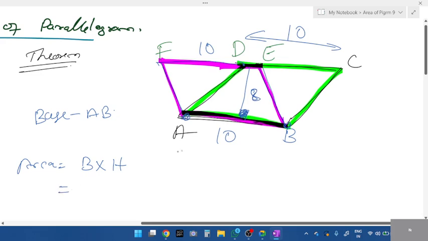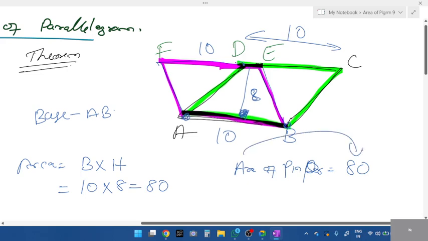Now tell me the formula for the green. For the green parallelogram, what is AB? Base. What is height? 8. So area is 80. Now tell me for the pink one, area of the pink parallelogram, again 80. From this, what did you all understand, students? If the same base has two parallelograms with the same height, will the area be same or different? Area will be same. This is what we have understood from this theorem.